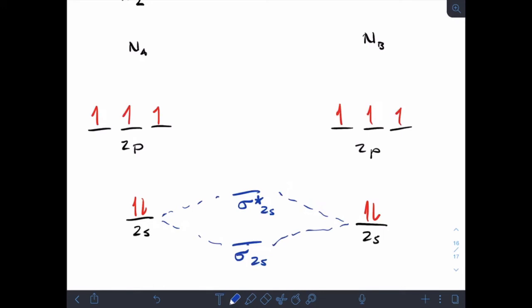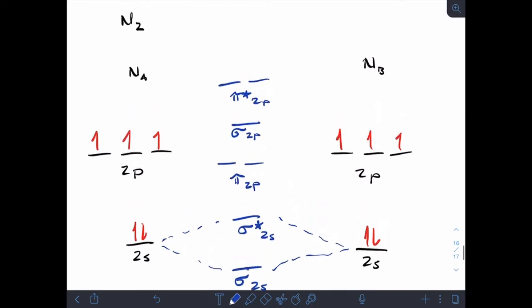All right? Now dealing with the p's, things get a little bit more complicated. So my first level dealing with p orbitals is a pi. So I'm going to say pi 2p, and the pi has 2 slots. The next slot up is sigma 2p, and then the next slot up is my antibonding pi 2p. It also has 2 slots. And then at the very top, we have a sigma antibonding, sigma star 2p.